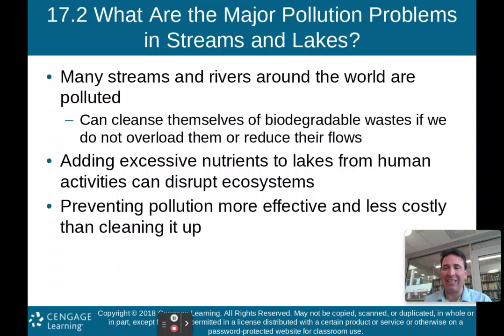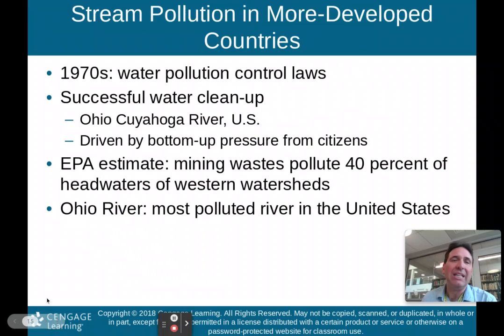Once you have a polluted lake or a river, it's very, very expensive to clean up. So it's a lot cheaper to prevent the pollution. We found that out over the last 40 to 50 years. So again, prevention is the key because it's less costly. So let's talk about stream pollution in more developed countries like the United States. This was a big issue back in the 1960s and 1970s. So in the 1970s, there were a lot of water pollution control laws that were put into effect.